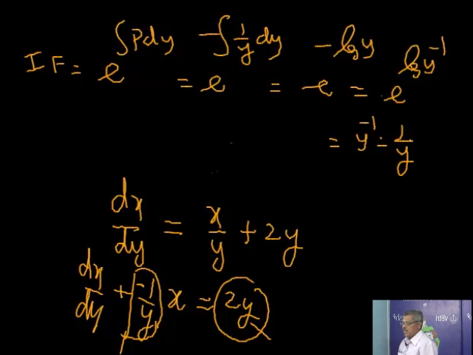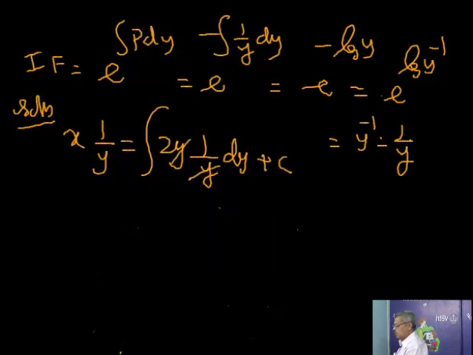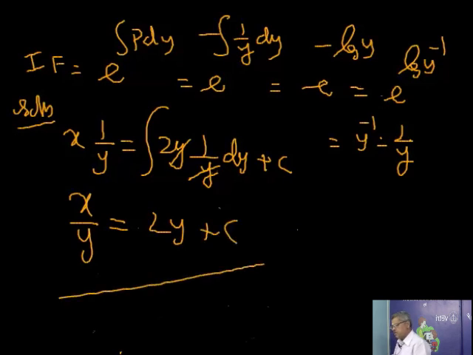Therefore, you can write down the solution directly. The solution becomes x into e power integral p dy, x into 1 over y, is equal to the integral of q times e power integral p dy. q is 2y, e power integral p dy is 1 by y. Now integrating 1, you get y plus c, so x by y is equal to 2y plus c.